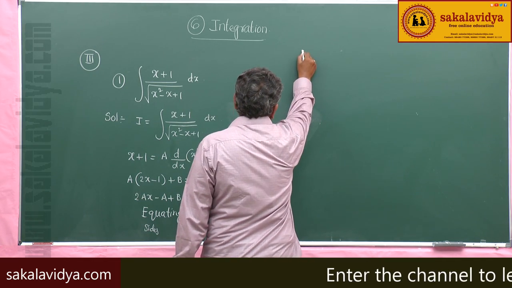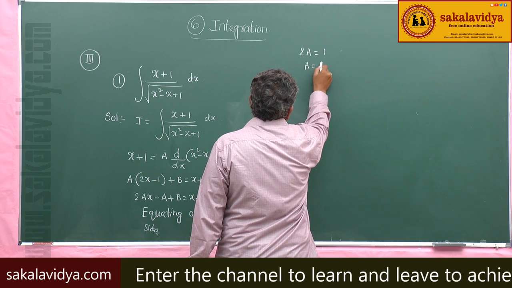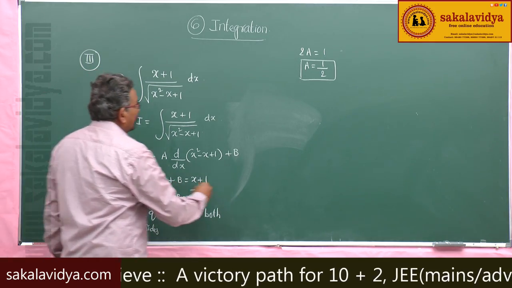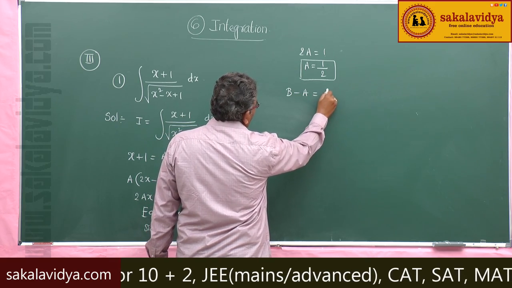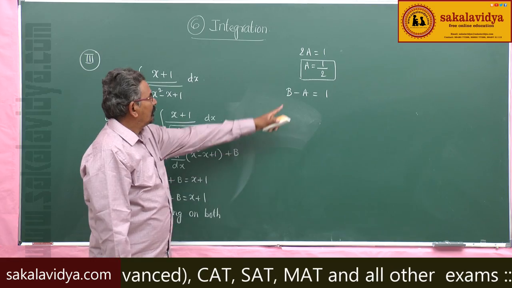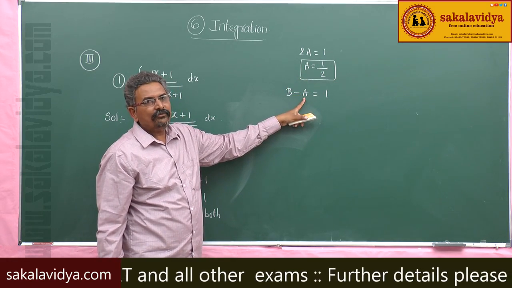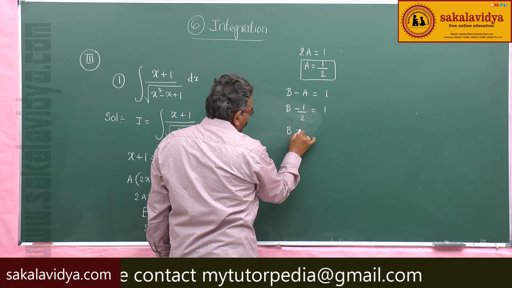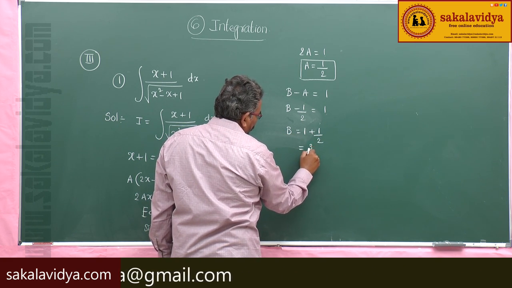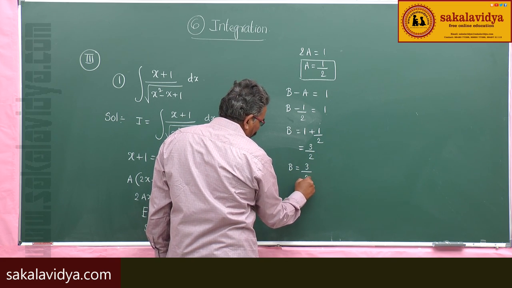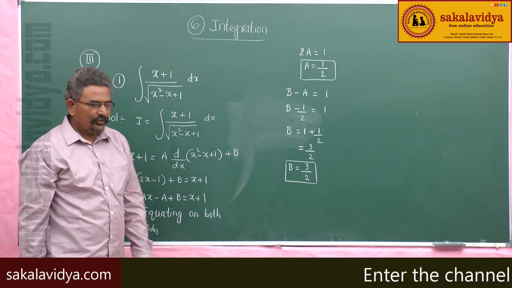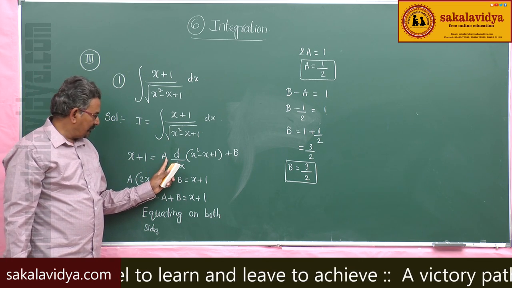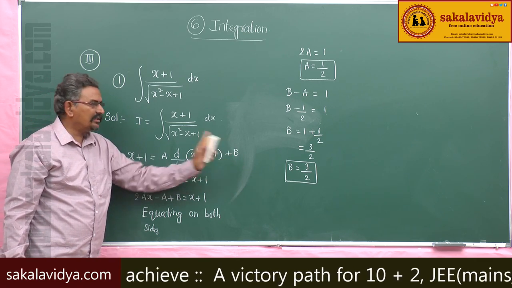So 2a equals 1, whereby a becomes 1 by 2. Then b minus a equals 1. Substituting a equals 1 by 2, we get b minus 1 by 2 equals 1, so b equals 1 plus 1 by 2, that is 3 by 2. After getting these two values, x plus 1 can be written as 1 by 2 times the derivative of x square minus x plus 1, plus 3 by 2.